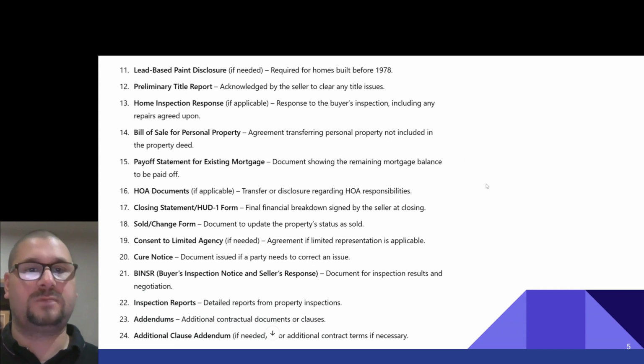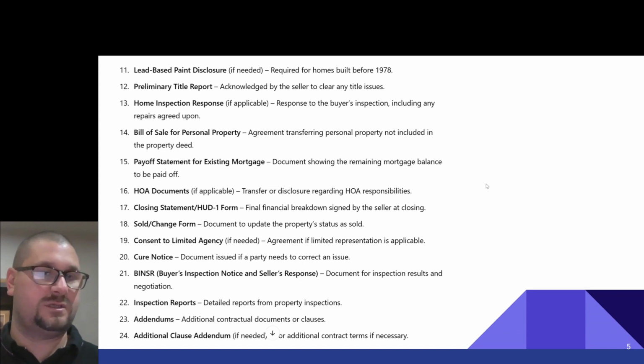Sold change form. Document to update the property status as sold. So once you sell the property, what do you need? A sold change form, right? So that's a document to update the property's status as it's sold. Consent to limited agency, if needed. Agreement if limited representation is applicable.